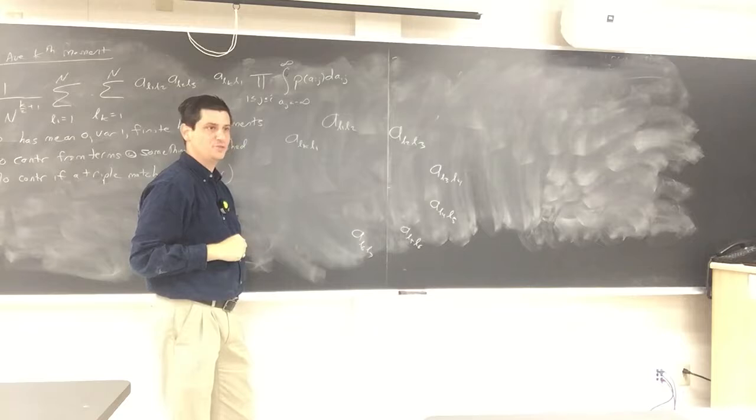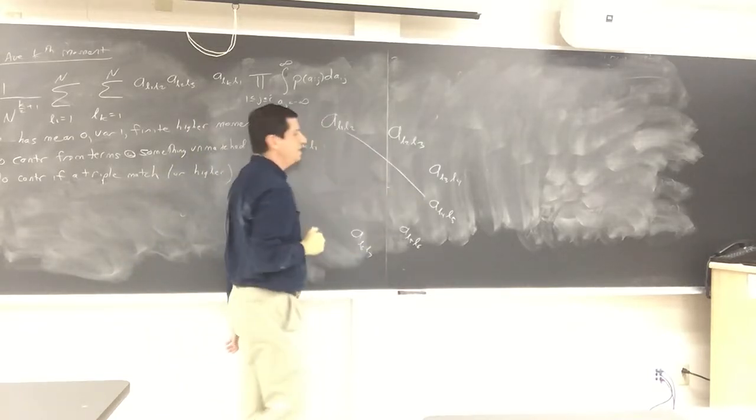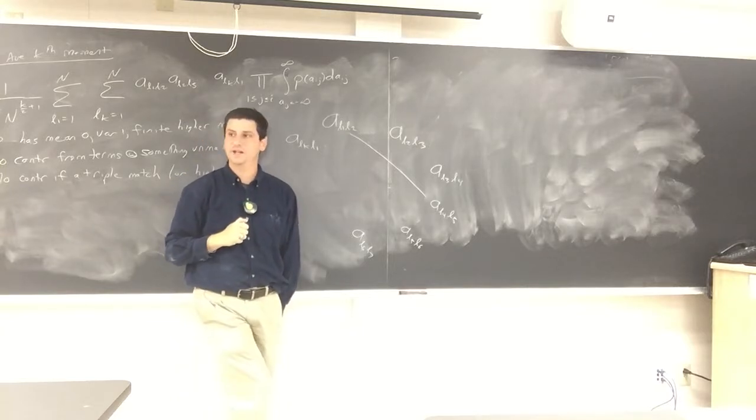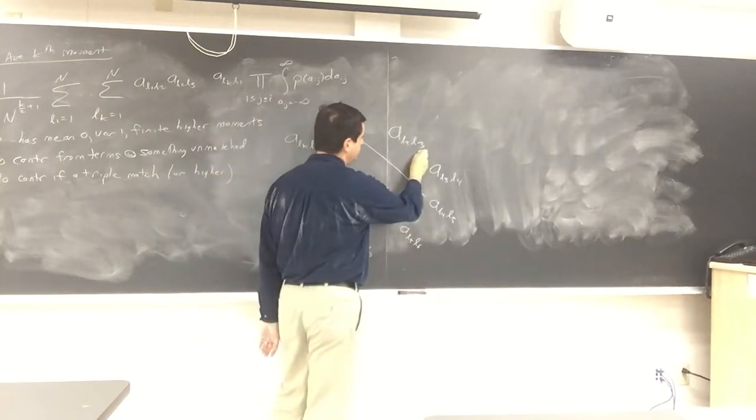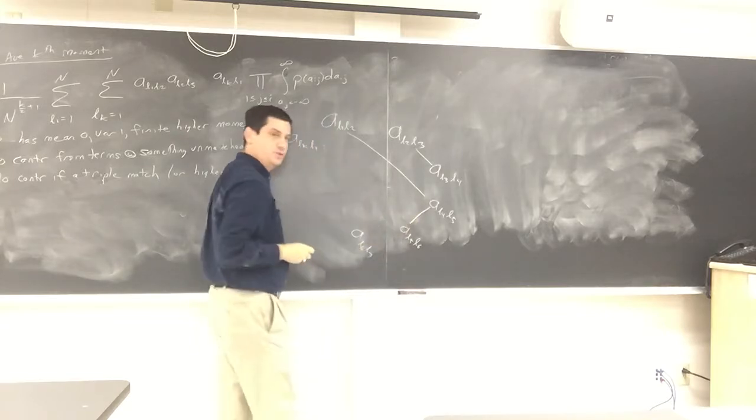And now let's just match which ones are together. So maybe these two are the same value. And I'll draw a line connecting them if they're the same value. Maybe these two are the same value. Maybe this is also the same value as that.